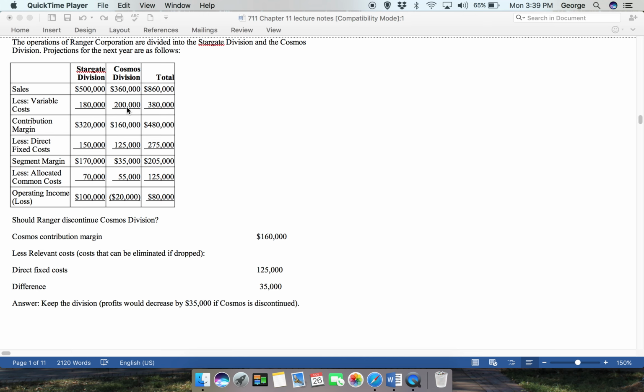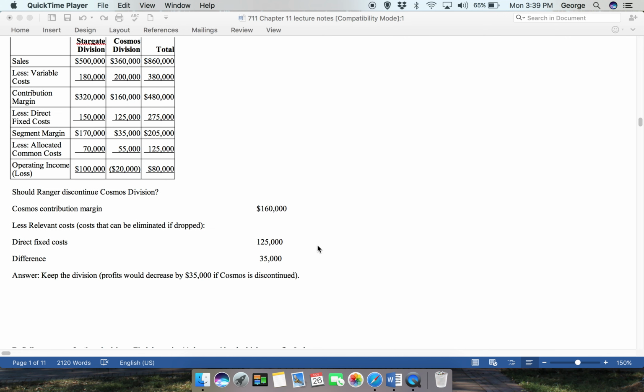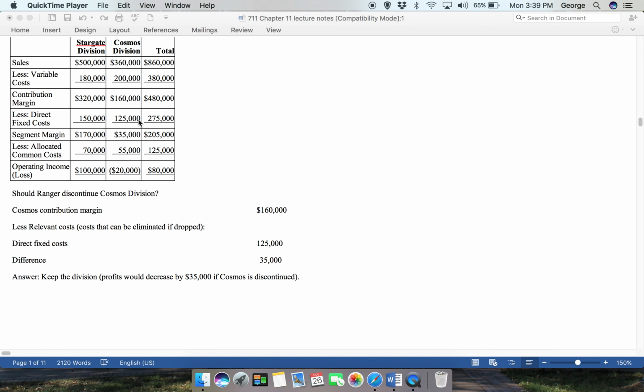All right, so I'm going to look at my contribution margin. I'll compare it with any costs that can be avoided. So those would be the direct fixed costs, and that might be, say, salaries of supervisors related to the division. We're going to save money on that. All right, and that's all we have because we already took into account the variable costs. So in this case, the contribution margin is greater than those fixed costs that can be avoided. So I'm going to go, in this case, not to drop that division.